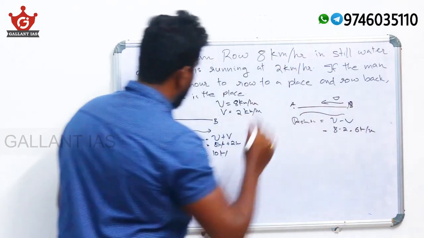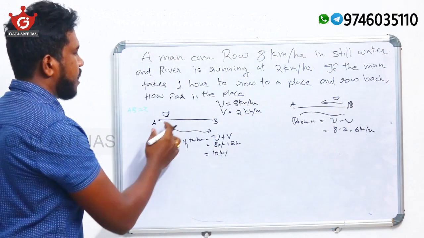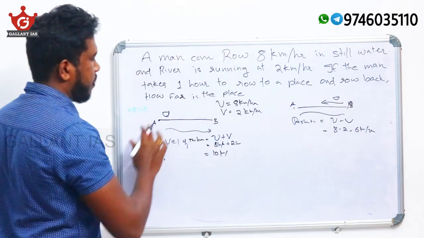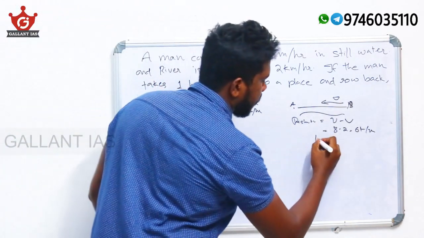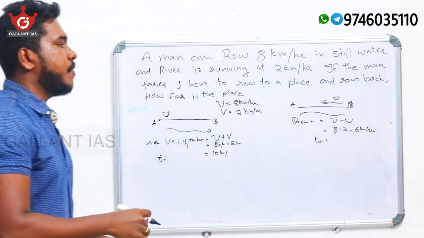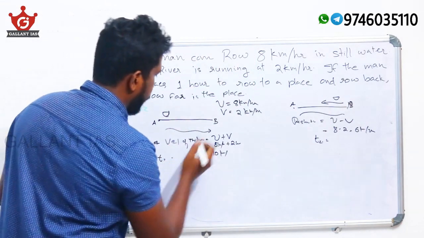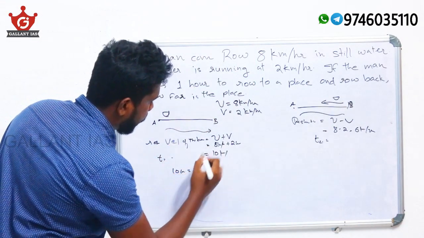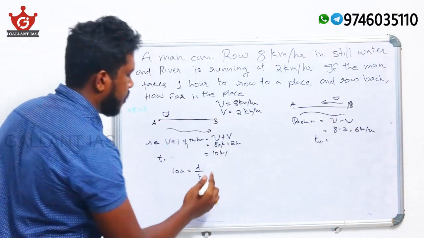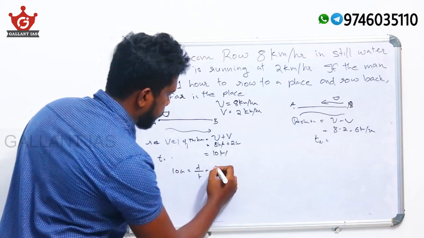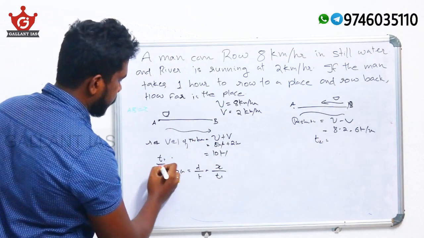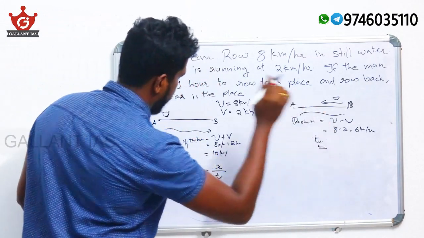Now, in the first case, let T1 be the time taken by the boat to travel from A to B, and T2 be the time taken by the boat to travel from B to A. So here 10 km per hour is the resultant speed, which is distance by time, and we already assumed that the distance between A and B is x. So 10 is equal to x by T1.